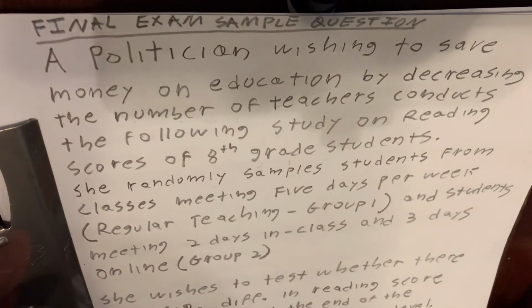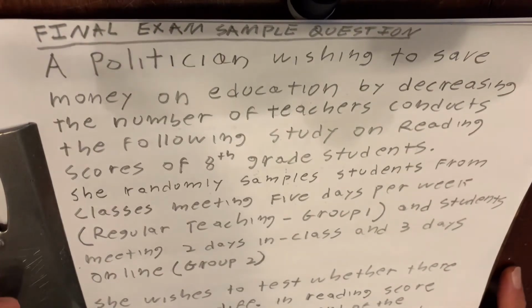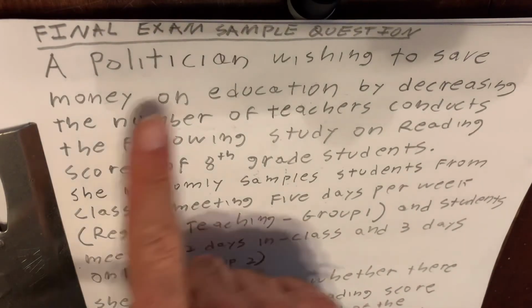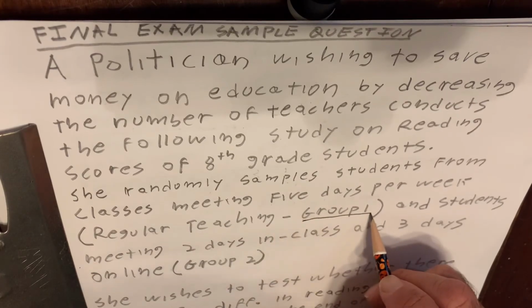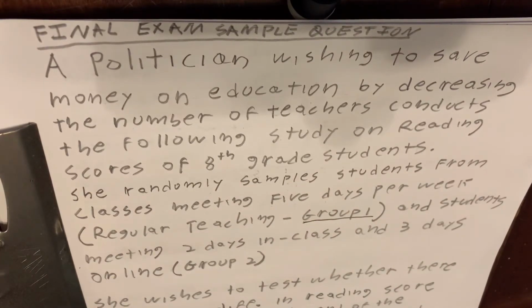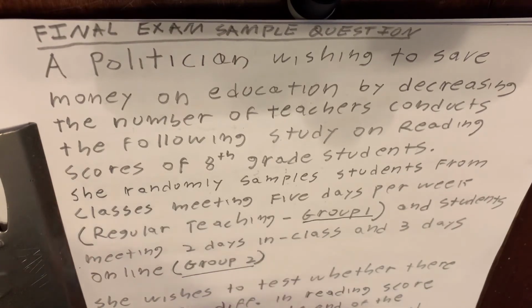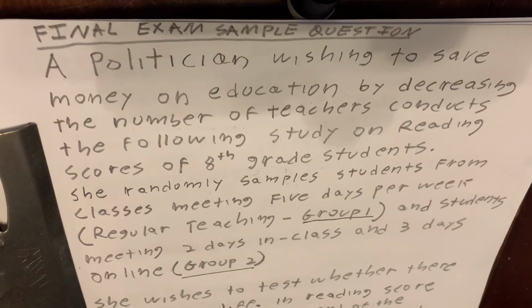So here's a typical example of how we might see this kind of two-sample t-test. A politician wishing to save money on education by decreasing the number of teachers conducts the following study on reading scores of 8th grade students. She randomly samples students from classes meeting 5 days per week, which we'll call regular teaching, which we will call group 1, and students meeting 2 days in class and 3 days online, which we'll call group 2. She wishes to test whether there is a significant difference in reading score improvement at the end of the semester at the 5% significance level.